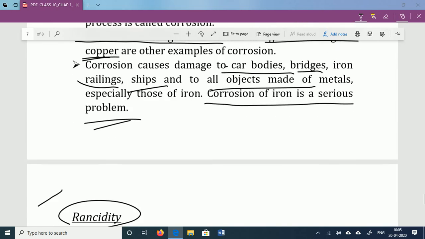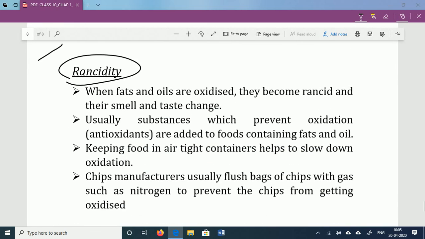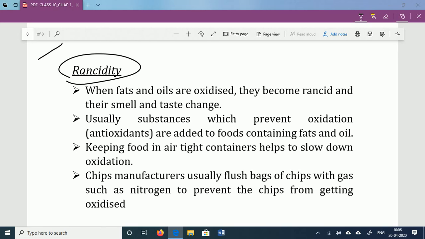Now the second topic, the second example of oxidation reduction reaction, that is rancidity. If any fat or oil is oxidized, then we can say that it is rancid, and due to that a bad smell is generated. Whatever food material is there, it contains fat or oily components. So when it is placed for a long period of time, we feel that a bad smell is generated from that food material. So it is nothing but the rancidity process. It is an oxidation process. That food material is oxidized, and that's why the bad smell is generated from it.